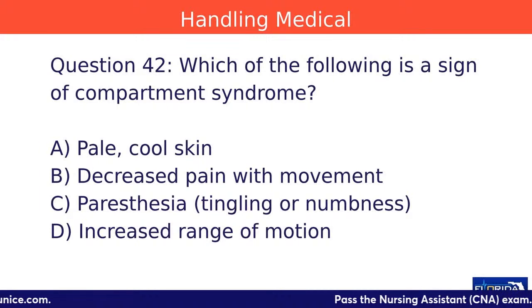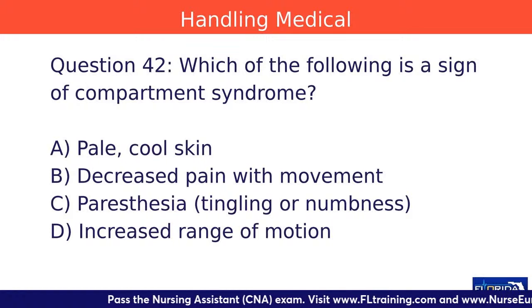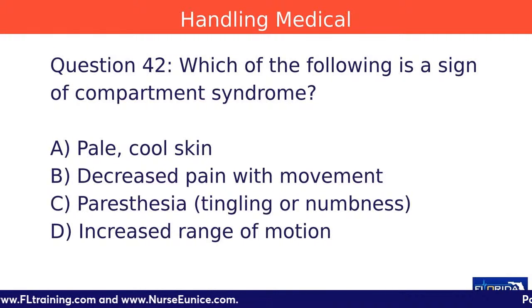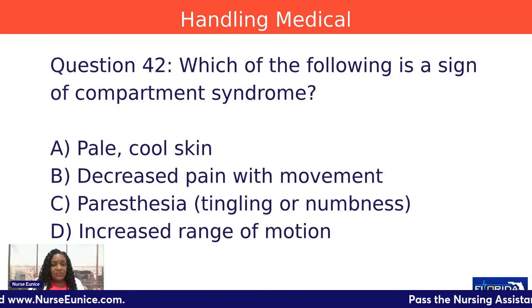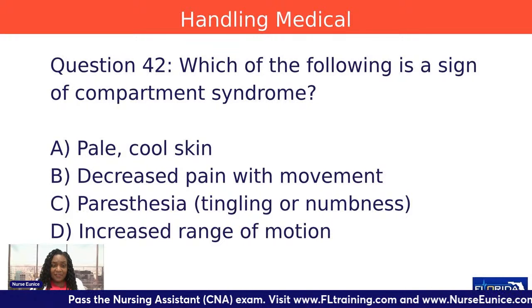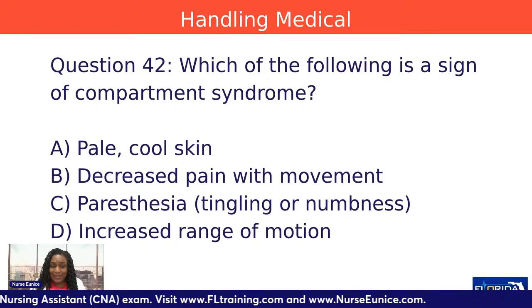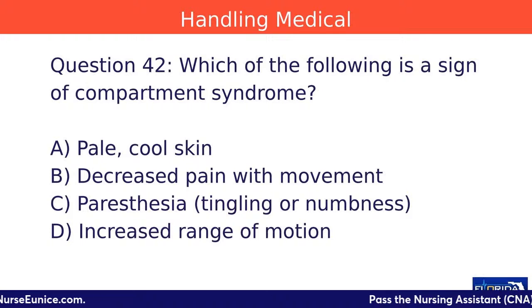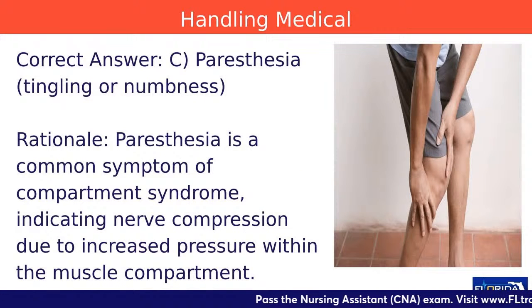42, which of the following is a sign of compartment syndrome? Is it A, pale, cool skin, B, decreased pain with movement, C, paresthesia or tingling or numbness, or D, increased range of motion? As far as compartment syndrome is concerned, think about somebody who has a fresh cast on. Whenever someone has a fresh cast, there could still be some swelling there. And because there's not enough circulation, how do you think that patient's going to feel? Yes, everybody, great job. It is C.